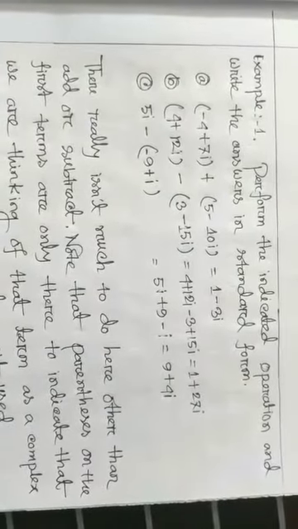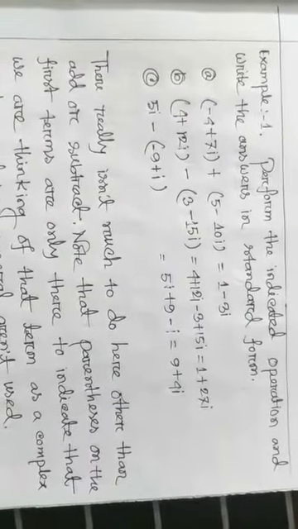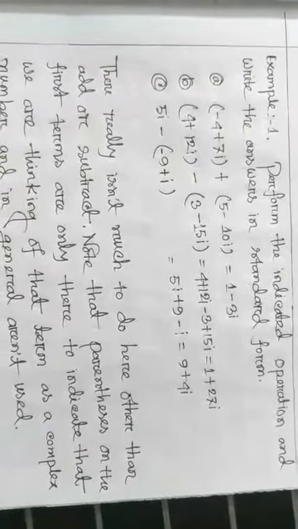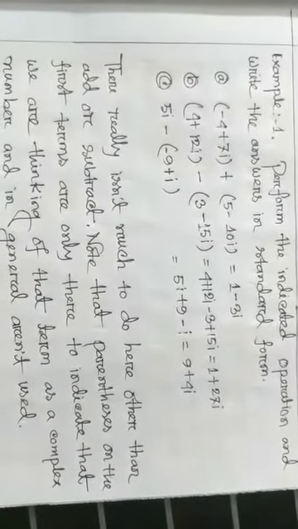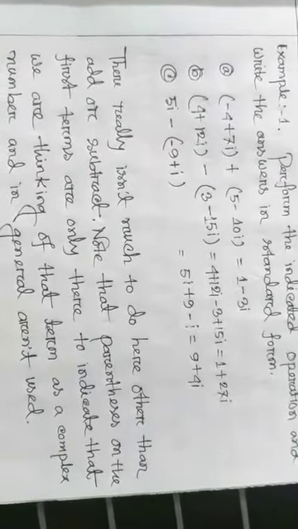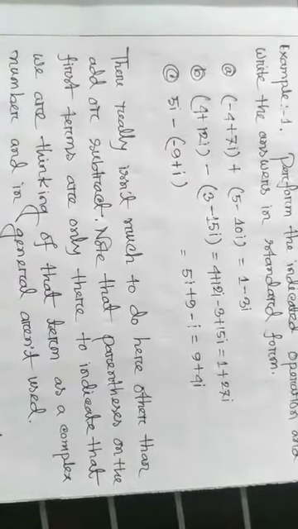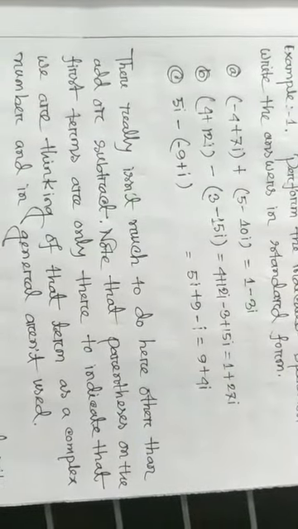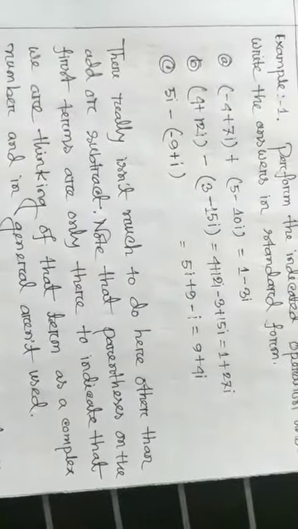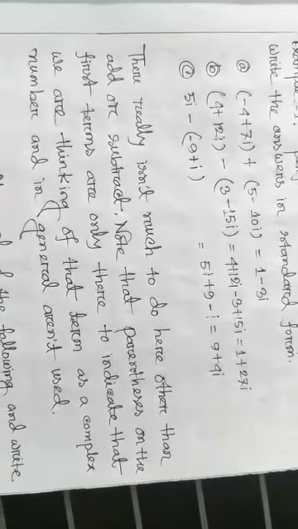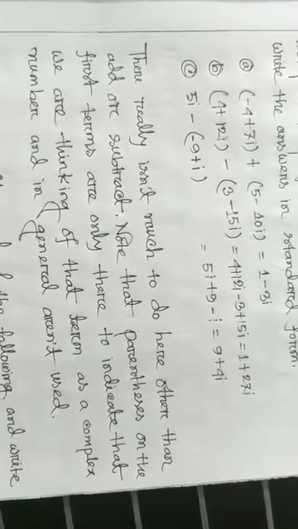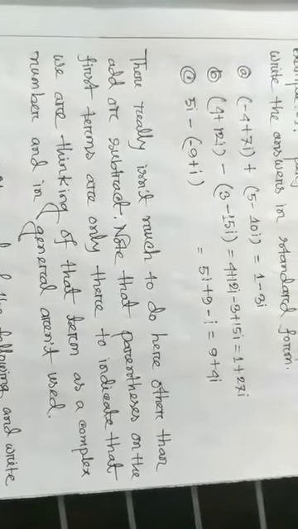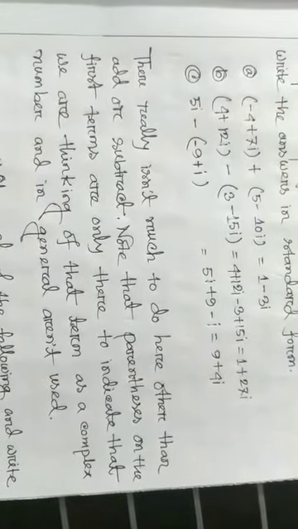Example 1. Perform the indicated operation and write the answer in standard form. A. Minus 4 plus 7i plus 5 minus 10i equals 1 minus 3i. B. 4 plus 12i minus 3 minus 15i equals 4 plus 12i minus 3 plus 15i equals 1 plus 27i. C. 5i minus minus 9 plus i equals 5i plus 9 minus i equals 9 plus 4i.